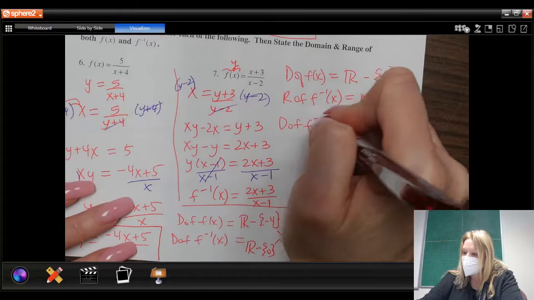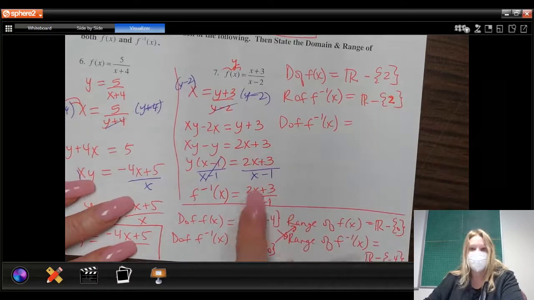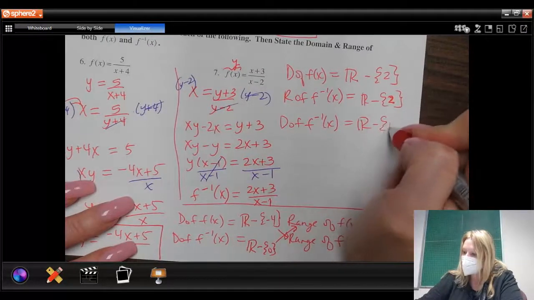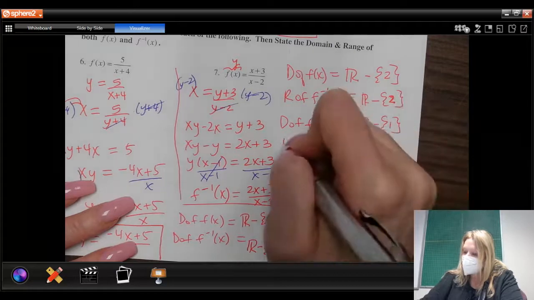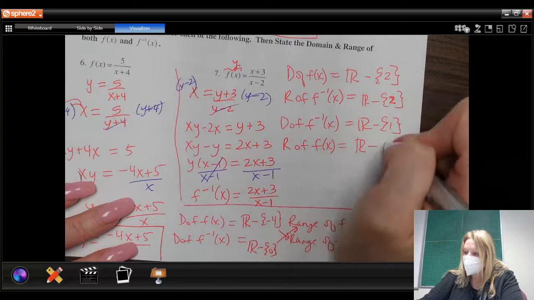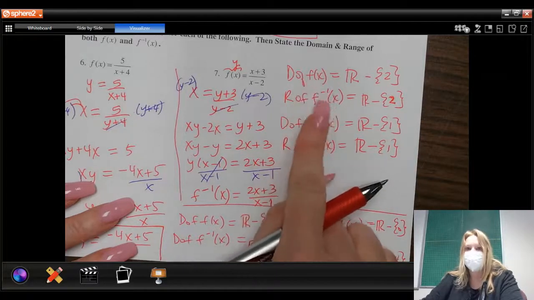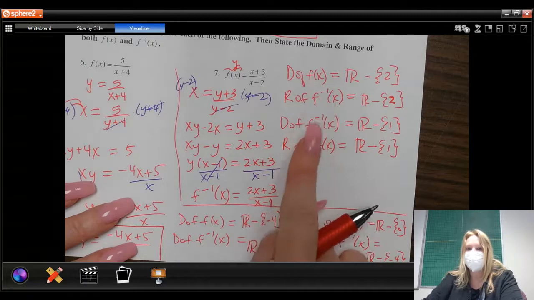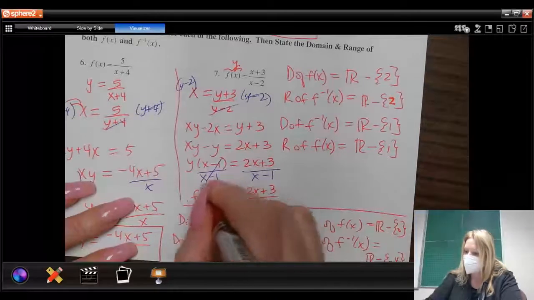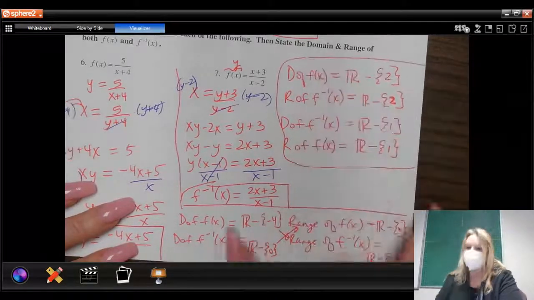Domain of the inverse, this is the inverse, all reals except for 1. And then that is the range of the original f of x function. So domain of the original is the range of the inverse. The domain of the inverse is the range of the original. So that is part of our answer and all of this.